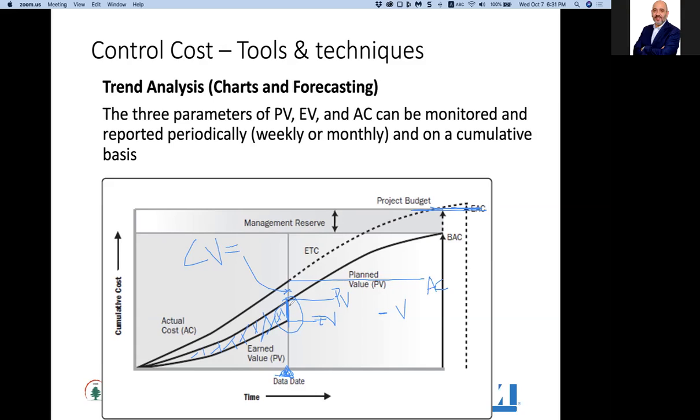So from this graph I know that I'm behind schedule and over budget. If we continue this way, see the curve, I will end up above the management reserve, with an estimate at completion higher than the management reserve.